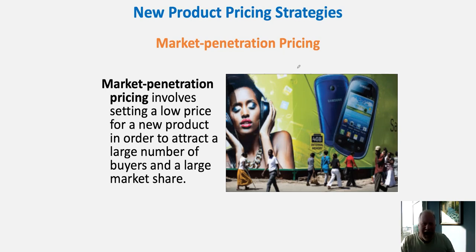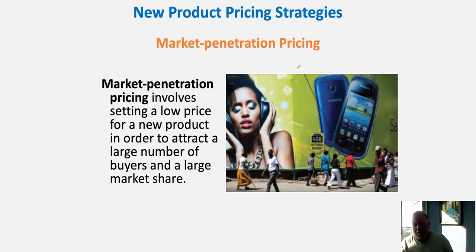So as opposed to Apple that uses the skimming strategy, Samsung, for example, they have just the opposite strategy. They use what we call the market penetration pricing strategy. So if you notice what they do, they price their products low. So the barrier to be able to get those products is low. So a lot of people want to go out there and get it.